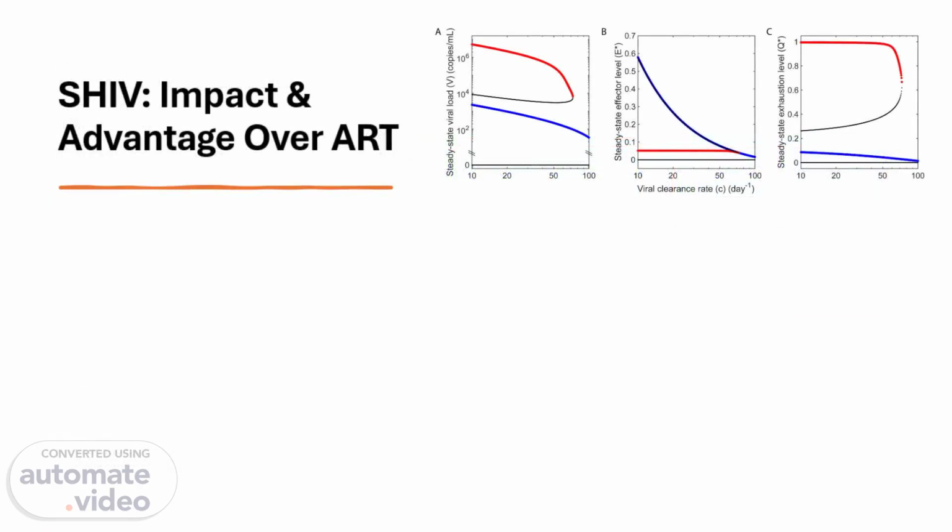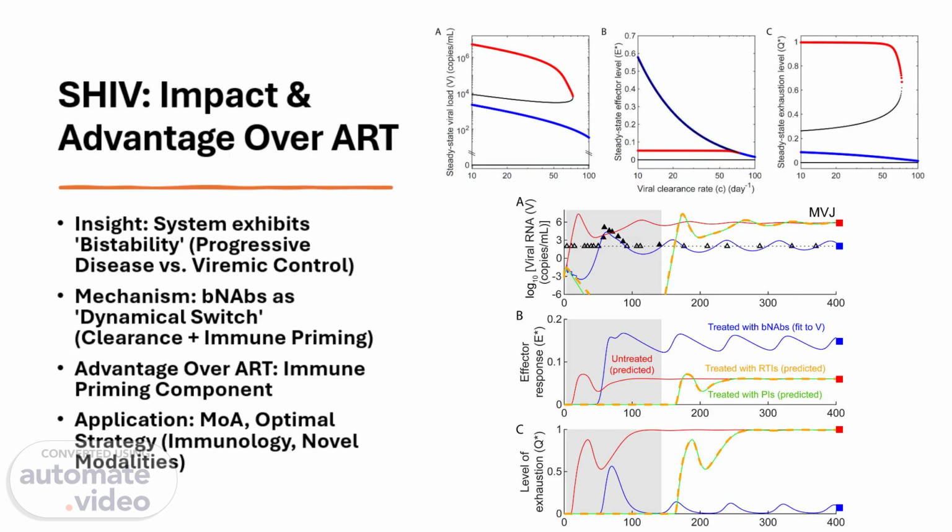The SHIV model provided powerful insights. A key insight was that the system exhibits bistability, which means it can switch between progressive disease and viremic control states. The mechanism for BNABs was identified as a dynamical switch by enhancing viral clearance and immune priming. This also highlighted an advantage over traditional antiretroviral therapy, ART. The immune priming component offered by BNABs could lead to lasting control even after treatment cessation.